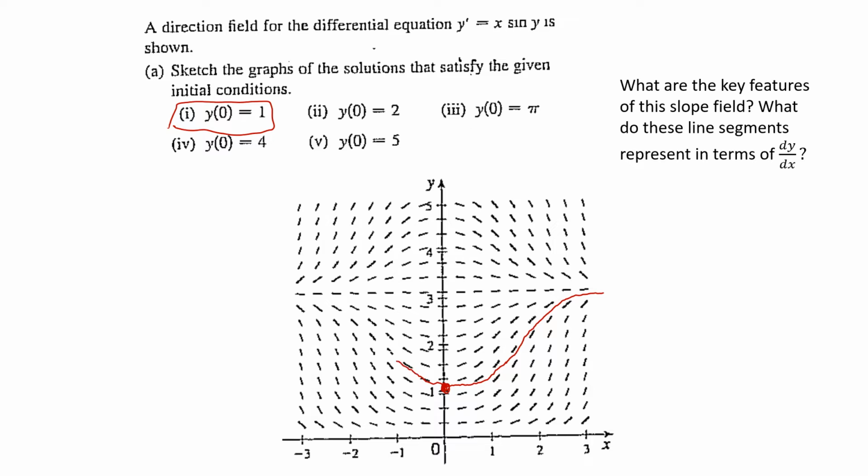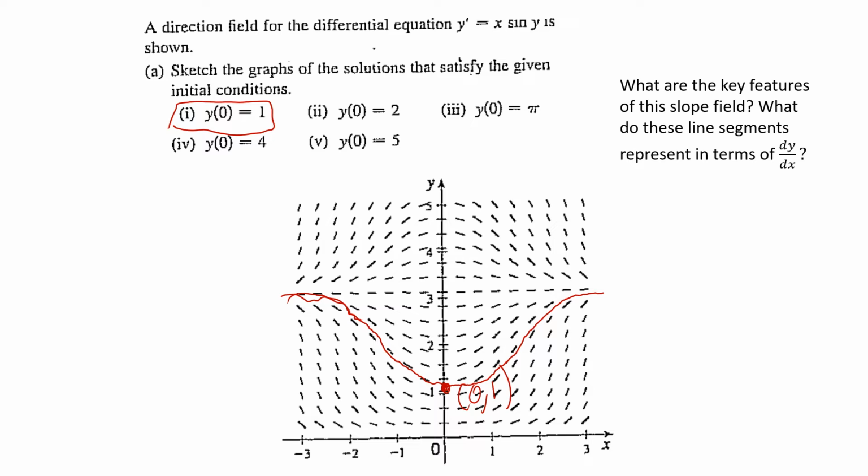And as I move to the left, it's a little bit wonky, but you get the idea. It should look symmetrical anyway. And that would be a very rough sketch of what the solution curve looks like, given that we know a point on the curve is 0, 1. Okay, let's just choose another one.